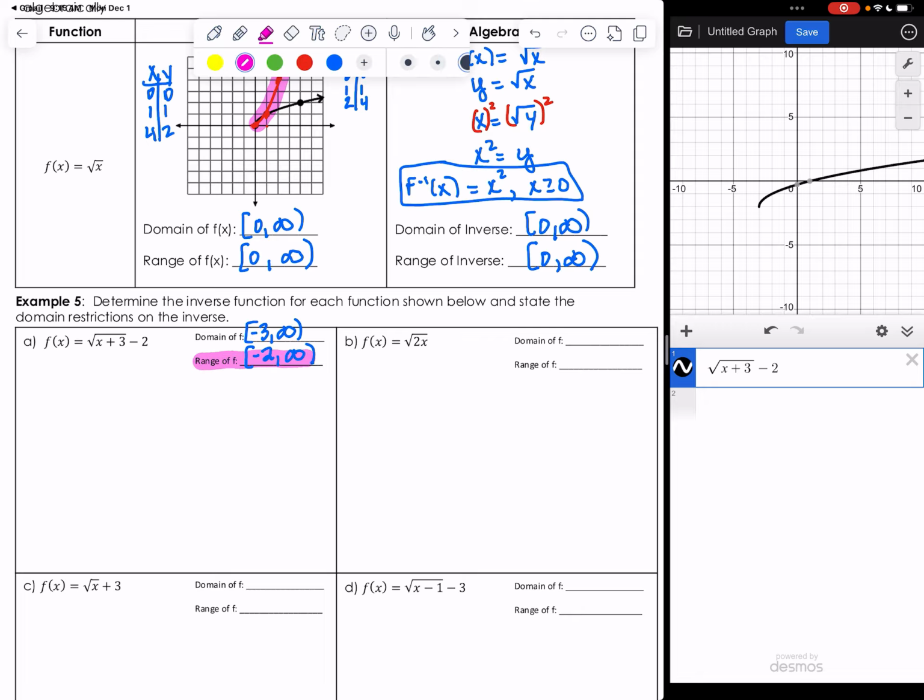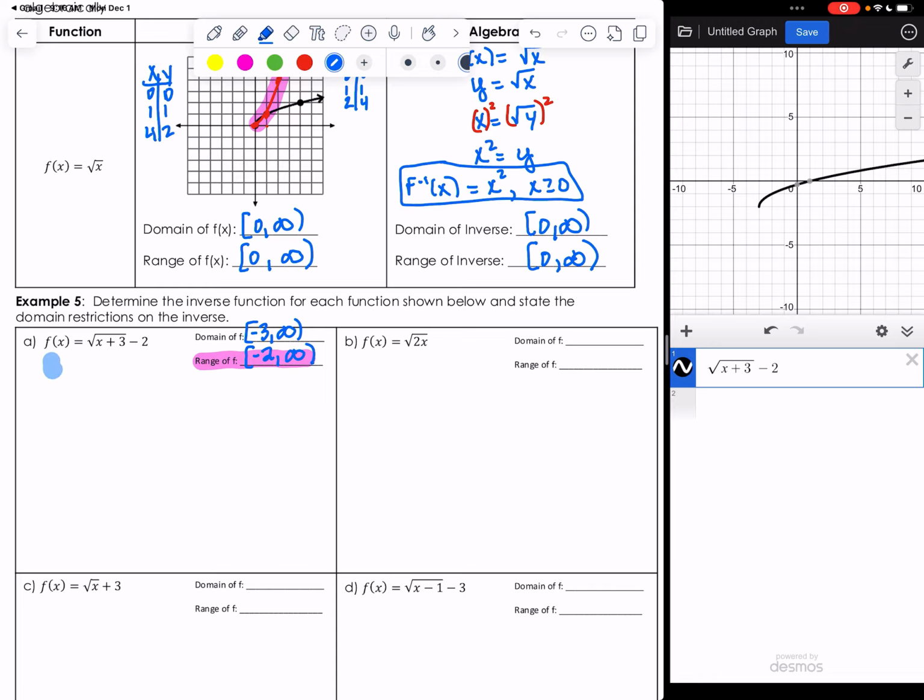This is where you're going to get your domain restrictions. Because remember, in inverse functions, the domain and range switch places. So the range of the original will become the domain of the new. Let me say that again. The range of the original, -2 to infinity, will become the domain of the inverse. All right. Now, let's find our inverse algebraically.